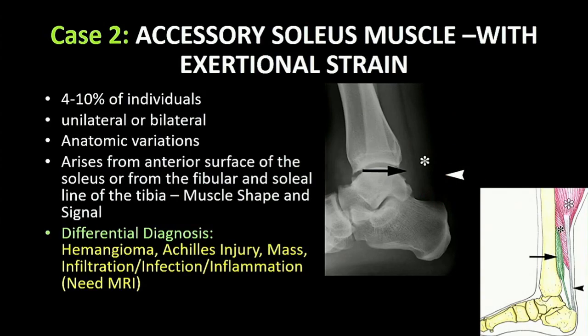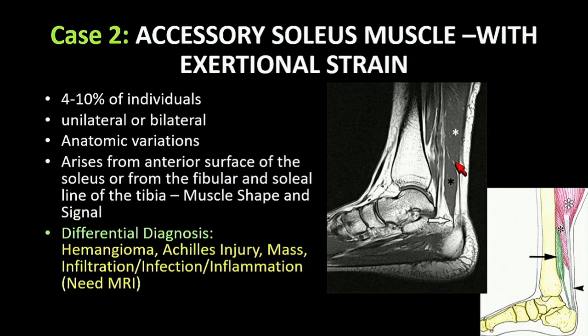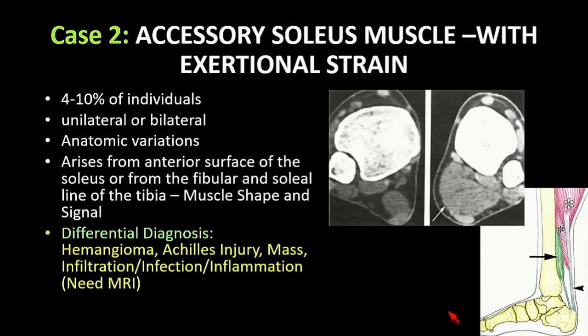It can arise from the anterior surface of the soleus, or it can come from the fibula or soleal line of the tibia, and have a muscle shape and signal as we saw on that MRI. Now, there are certain entities that can be in that differential, such as a hemangioma or an adjacent Achilles injury, a mass, infiltration, or infection, and that's where MRI is very critical. But we can identify this low-lying soleus by its characteristic soft tissue appearance on radiographs, and we can see this very nicely looking just like the soleus, and here's our low-lying soleus on the sagittal MR.